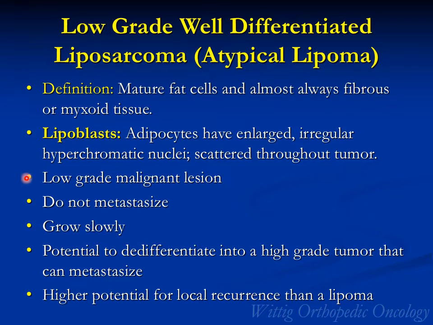This is a low-grade malignant tumor, meaning it's slow growing, and it does not usually ever metastasize. It does have a potential, though, to dedifferentiate into a high-grade tumor that can metastasize. So they're removed for multiple purposes. The tumors can continue to grow, and they can dedifferentiate into a higher-grade tumor. Nobody knows the exact percentage of them that will dedifferentiate, and usually the dedifferentiated tumors are not picked up until after the tumor's actually changed. And it has a higher potential for local recurrence than a lipoma.